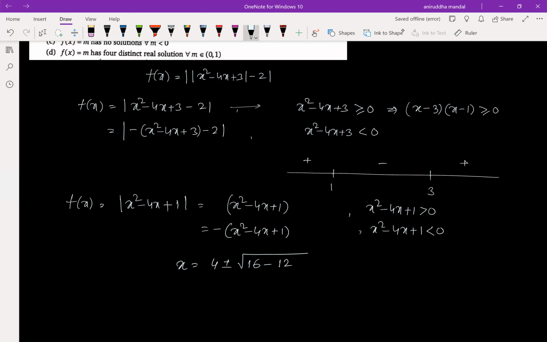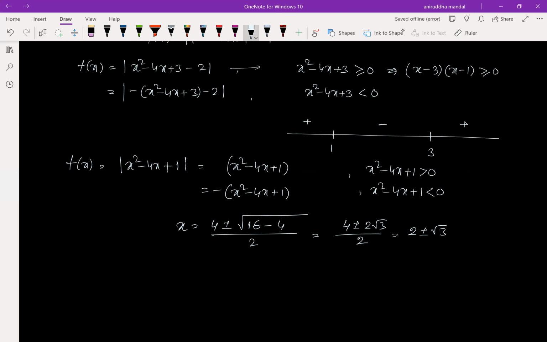No, sorry, 4ac means 4, not 12. This is 4 by 2a. So this is 4 plus or minus root 12. Root 12 means 2 root 3 divided by 2, which means 2 plus or minus root 3. Okay.